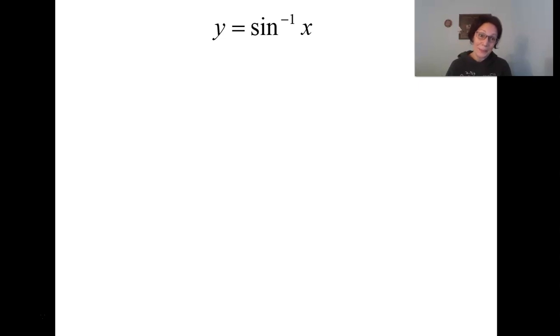Unfortunately, the derivative of inverse sine x isn't inverse cosine x. Sorry. What we're going to need to do here is employ a little bit of rewriting and a little bit of implicit differentiation to get where we need to go.